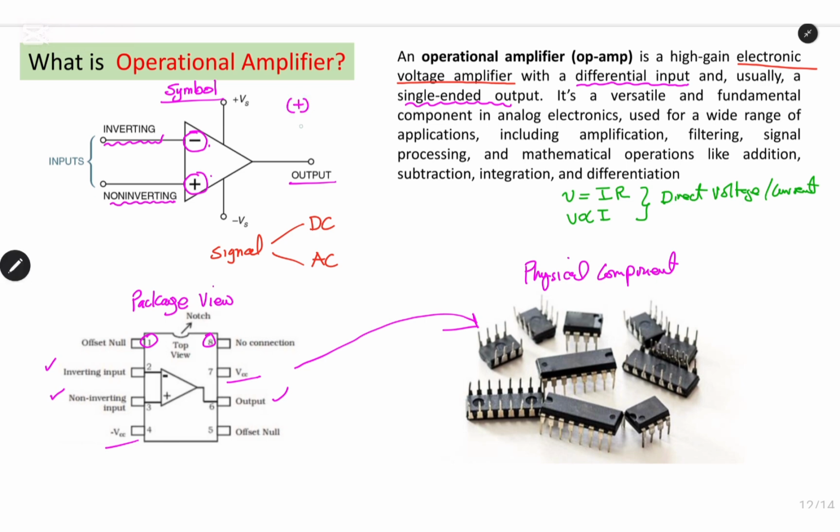So plus and minus, they are opposite. So when we talk about inverting, that means you flip. If the input is positive for the inverting, that means the output will be negative. But in the non-inverting, if you have positive as input, the output will also be positive.